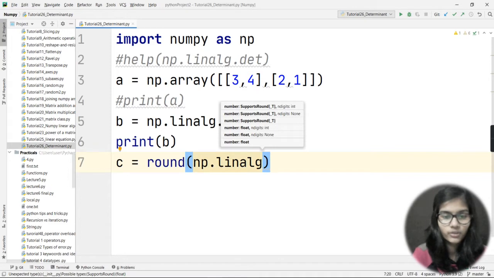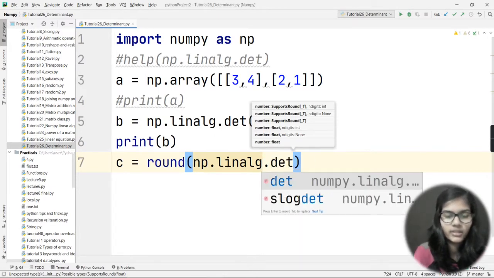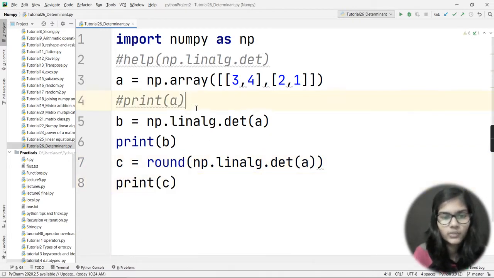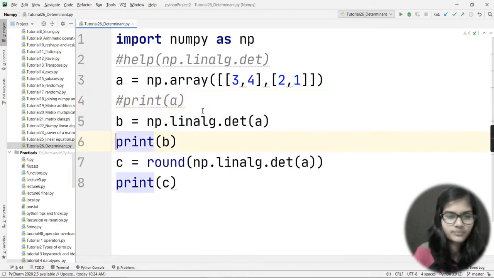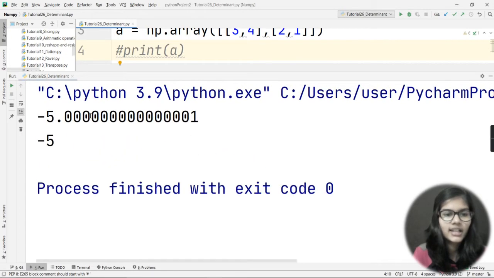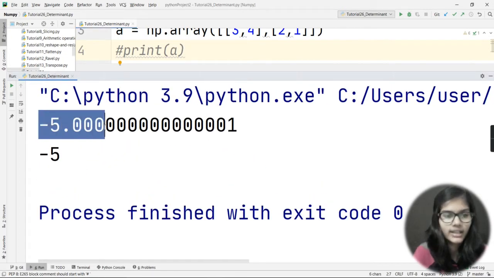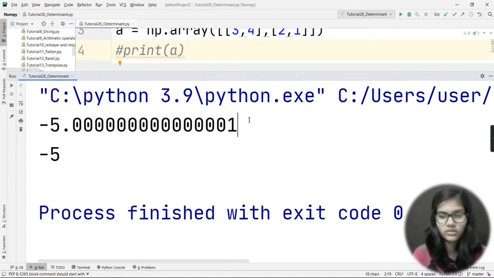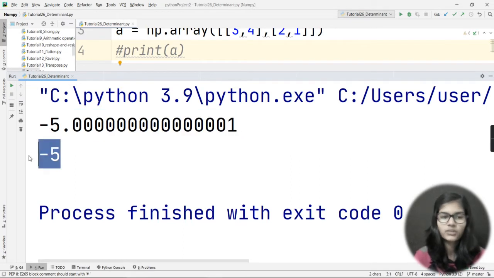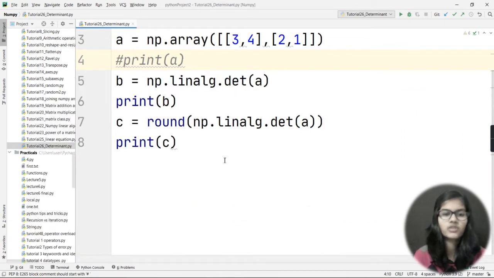np.linalg, that is linear algebra. Then I would write det, the determinant, and inside the brackets I would write A, and then print that C. Let me quickly run it. Okay, let's not comment that out, let's only run this. Now you can see that when I had not used the round function, I was getting minus 5 point and many zeros and then 1. But after using the round function, I am getting only minus 5. That is the correct output.